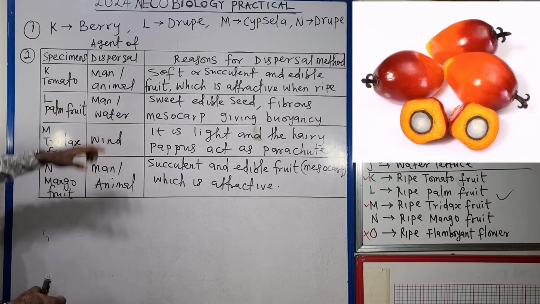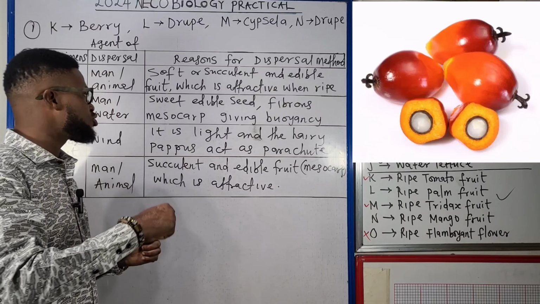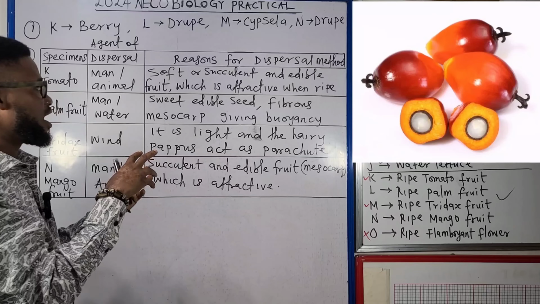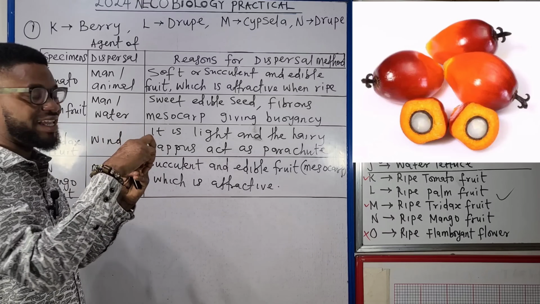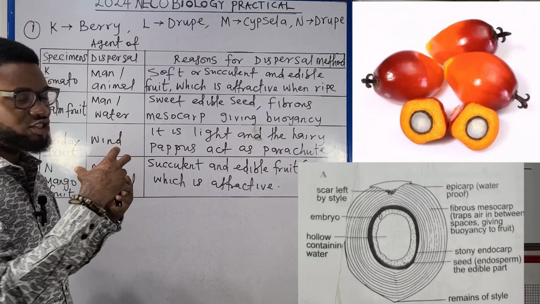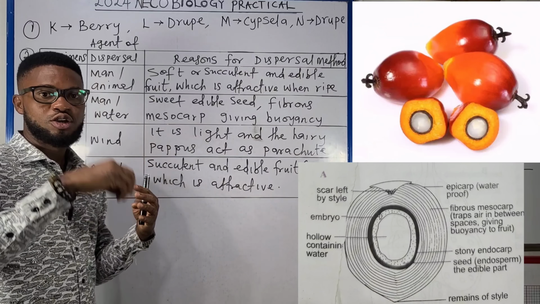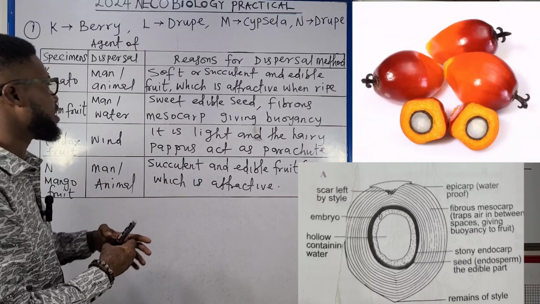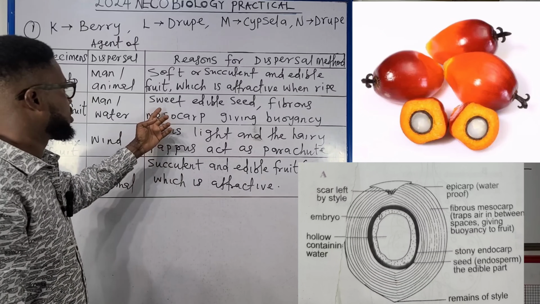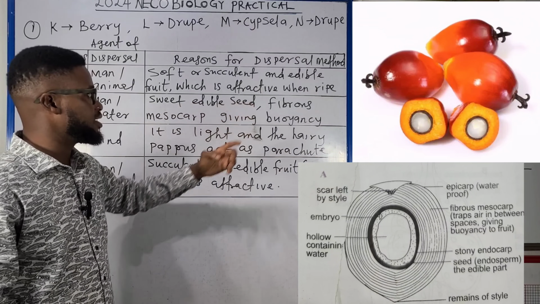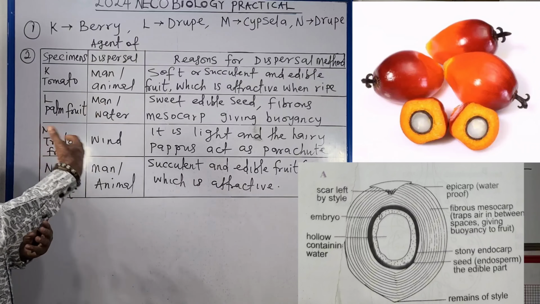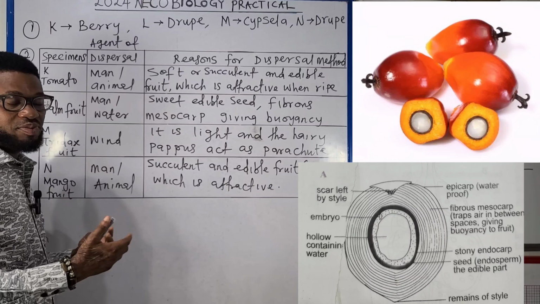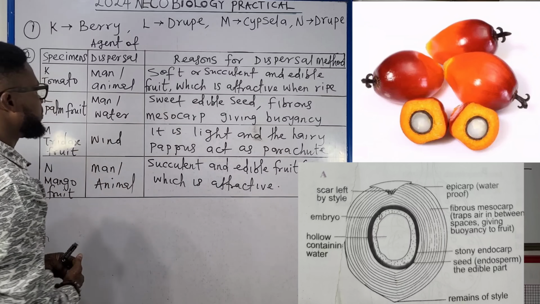When you talk about a man, the fact that we want to get to the seed, to the inside of the palm fruit, that's the edible part, which is the seed. It's just like when you have, let's say, your coconut, you want to eat the whitish seed on the inside. That's the edible part. And that is very sweet, come to think of it. So the sweet edible seed is why a man will want to pluck this, and in the bid to do that, begin to disperse it.